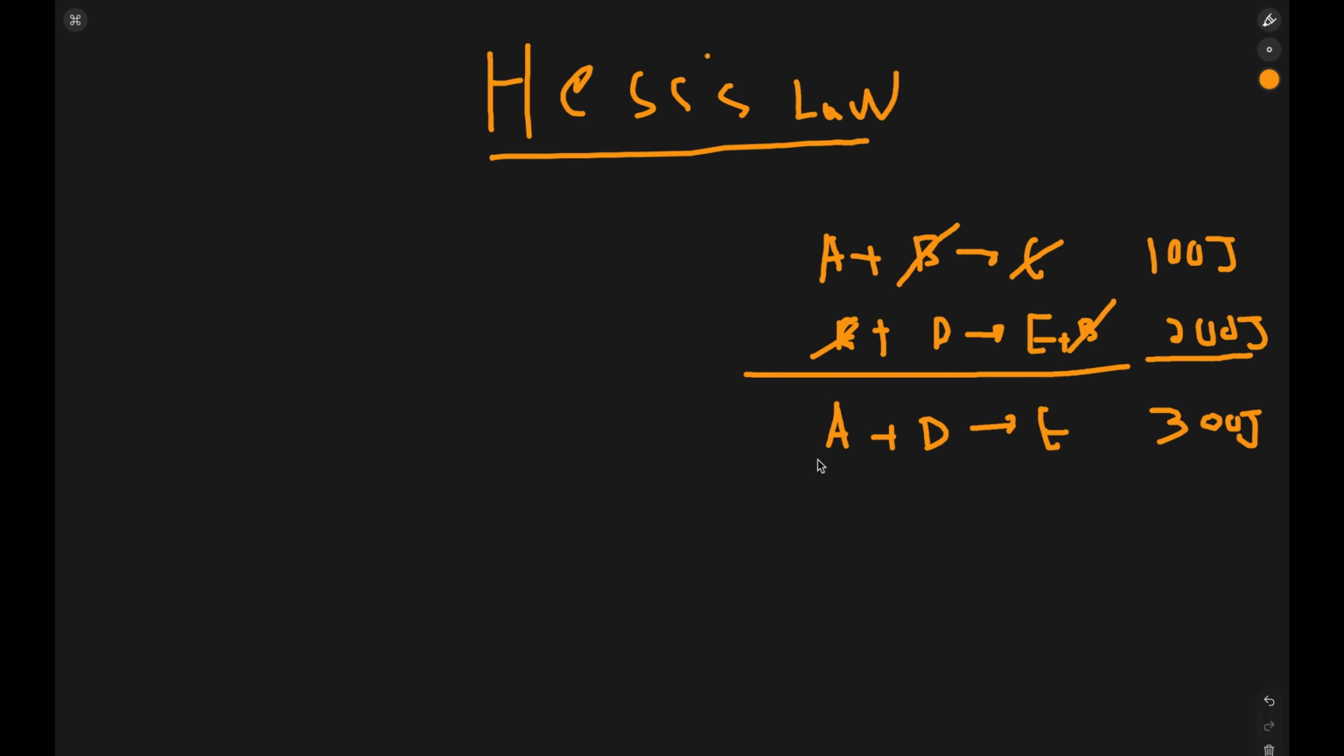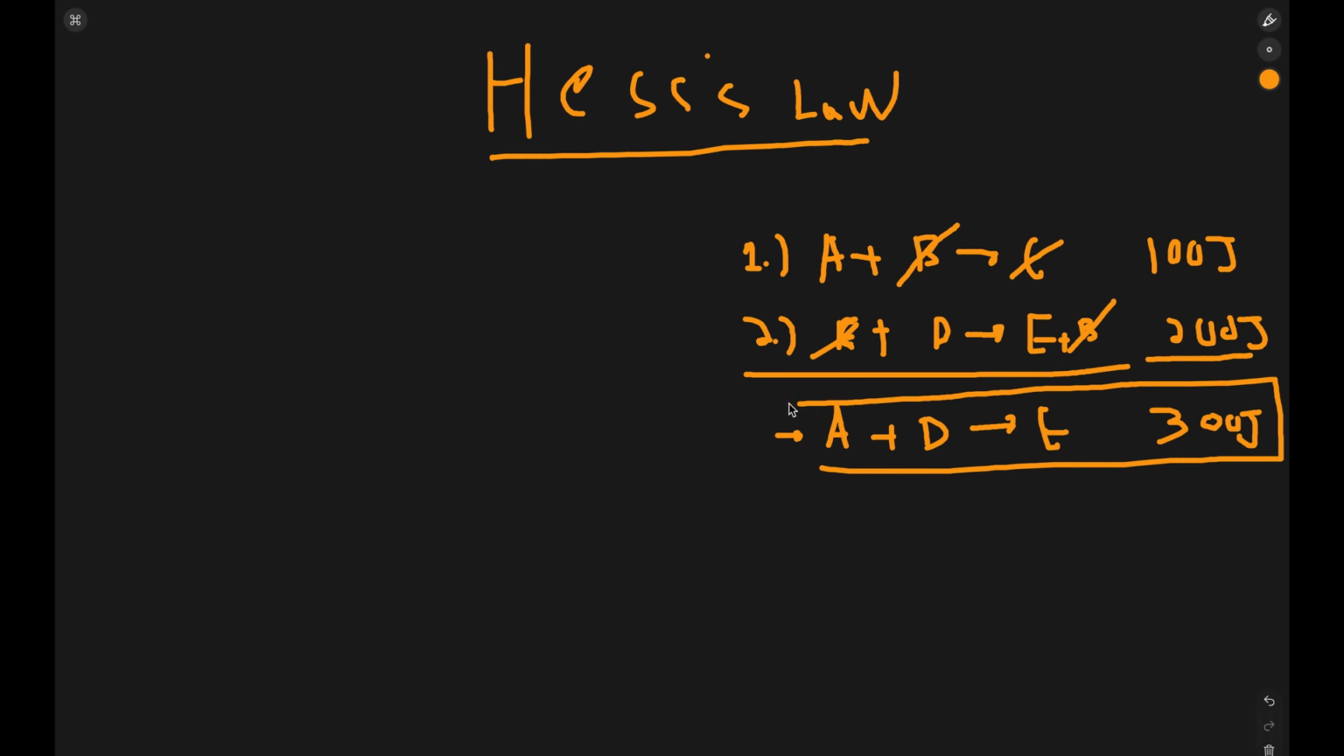It states that if an equation, like this one, is done in separate steps, you could combine the two equations, and the sum of the changes in enthalpy of the separate equations will be the change in enthalpy of your final equation. It's pretty simple as that. So let's do a practice problem real quick.